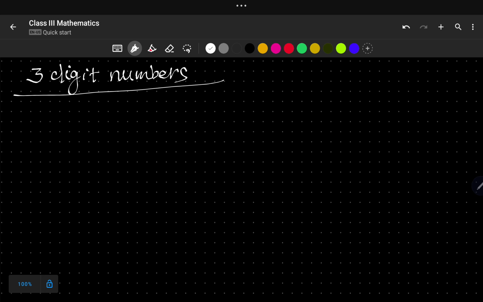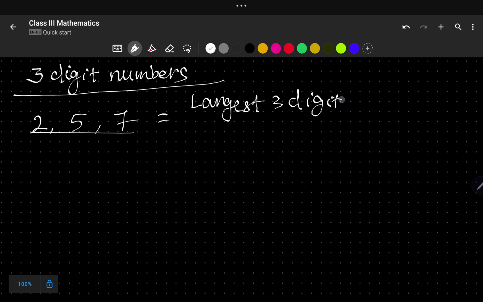Suppose we have some given numbers. Suppose we have 2, 5 and 7. And out of this, what do we have to do? We have to make the largest three-digit number and the smallest three-digit number. First of all, we will prepare the largest three-digit number.